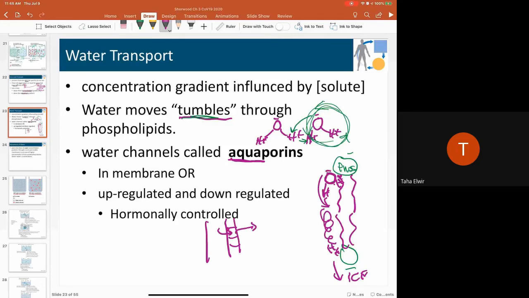The aquaporin numbers can be upregulated. That means you can put more of them in the plasma membrane, or you can have them downregulated, meaning you pull them out of the plasma membrane. If they're upregulated, then more water moves. If they're downregulated, then less water is going to move. How do you up and down regulate? It's hormonally controlled.